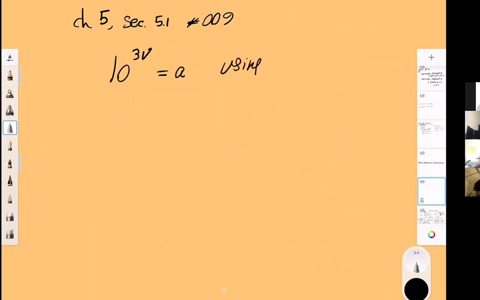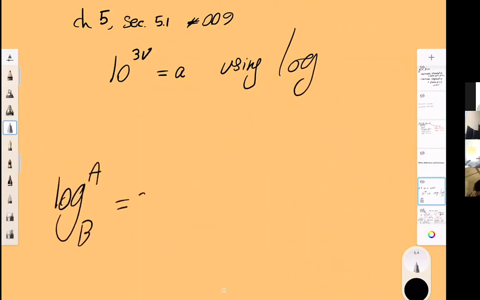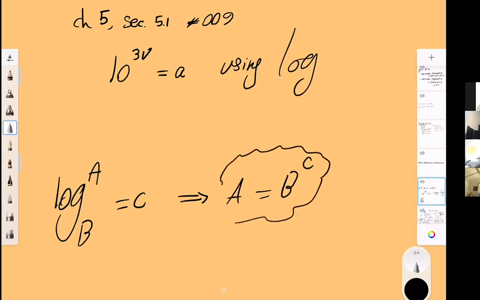Rewrite this statement. This is chapter 5, section 5.1, number 009. Rewrite this statement 10 to the power of 3v equal to a using log. For a question like this, the first formula, log of a base b equal to c, we can write that a equal to b to the power of c. If I give you this one, you should be able to give me the other one, the log form.